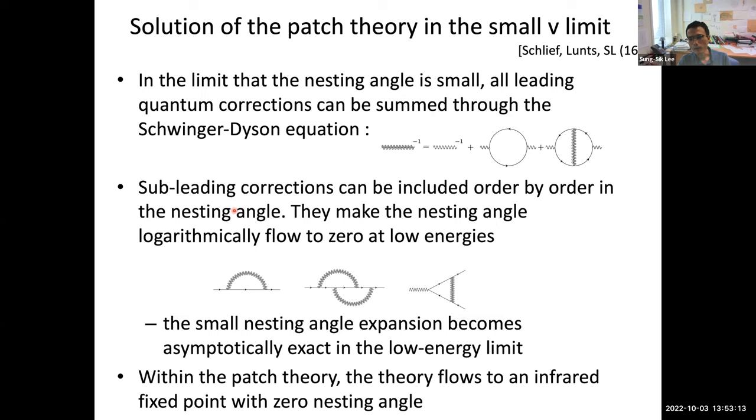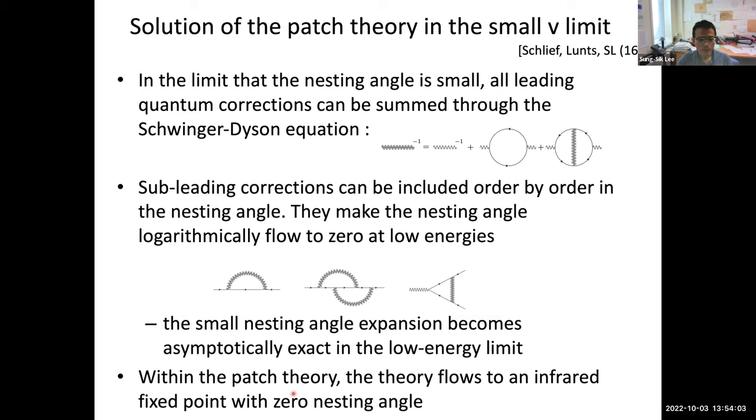It's like a small Fermi velocity expansion, if you want, okay? And those subleading corrections actually make the nesting angle flow to zero at low energy, logarithmically. So what that means is that if you start with the bare theory where the nesting angle is non-zero but small, under the RG flow, the nesting angle becomes smaller and smaller, and this small nesting angle expansion becomes more and more accurate. So for this reason, this small nesting angle expansion becomes asymptotically exact in the low energy limit.